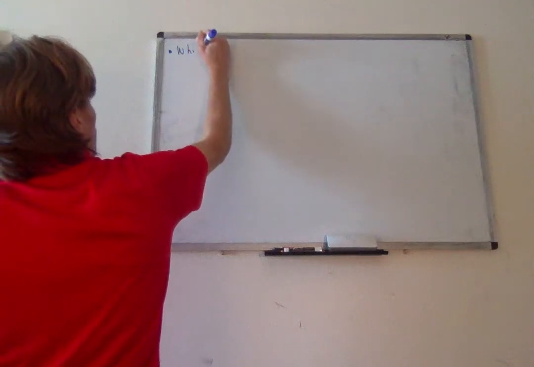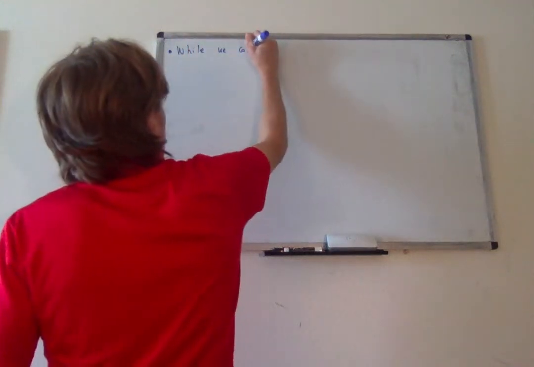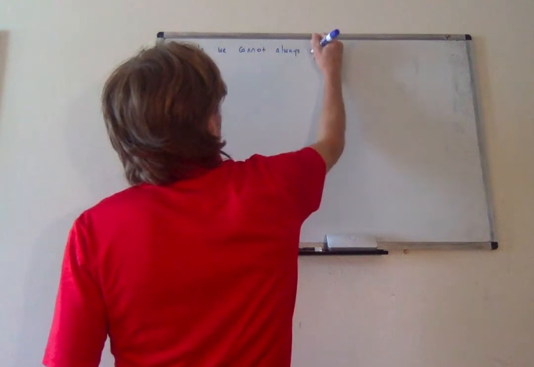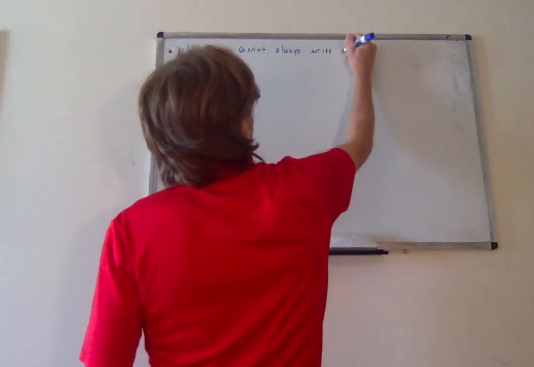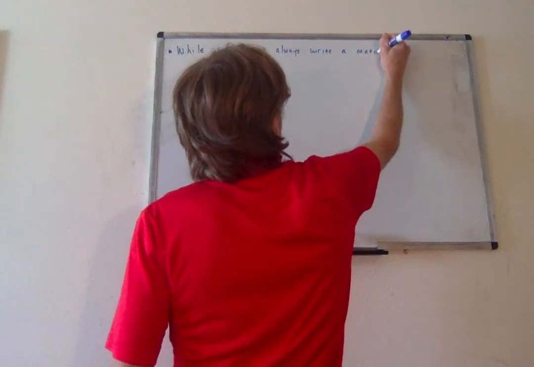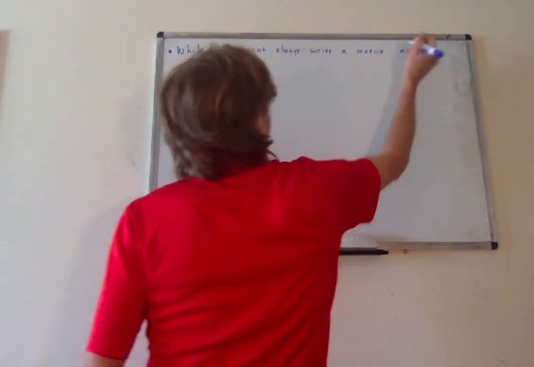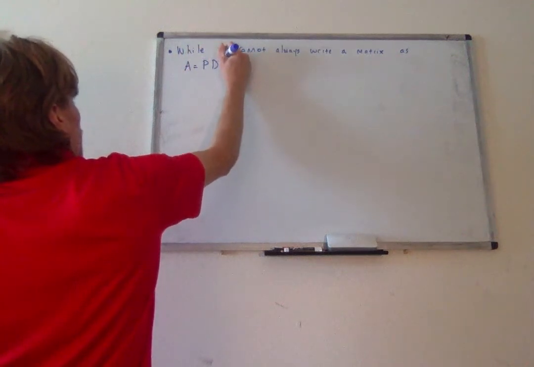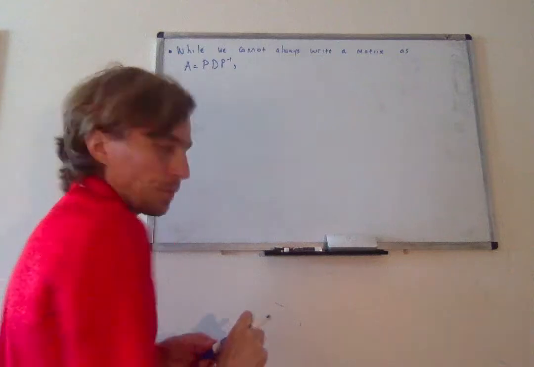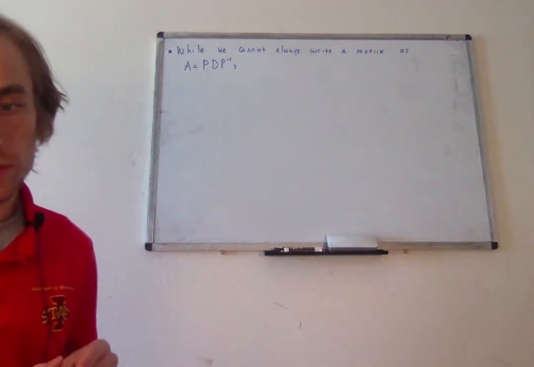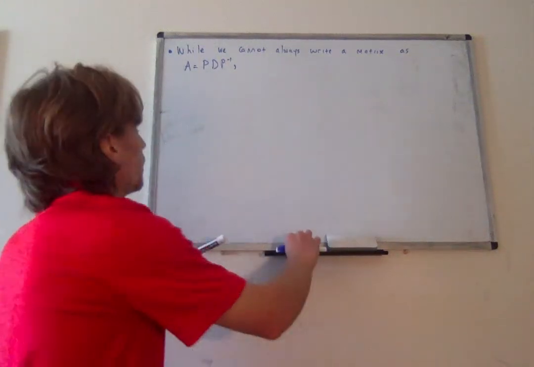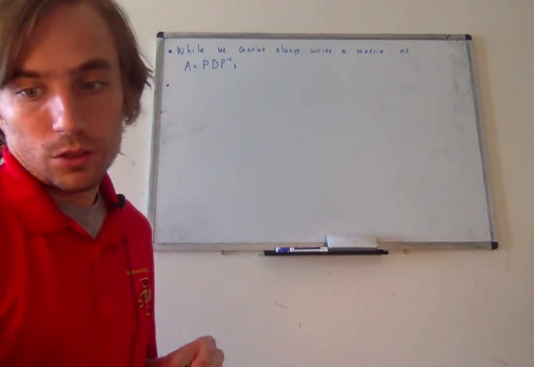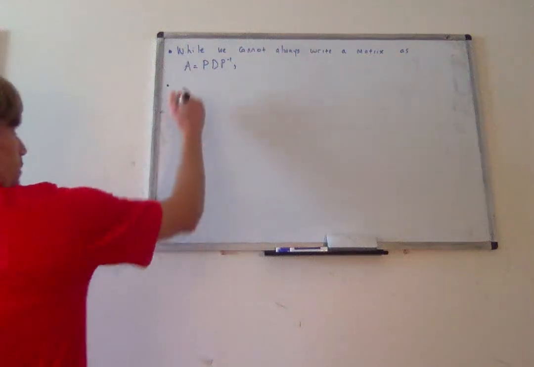While we cannot always write a matrix as A equals P times D times P inverse, that is to say, we cannot always diagonalize a matrix, for every matrix we can write it in the following way.